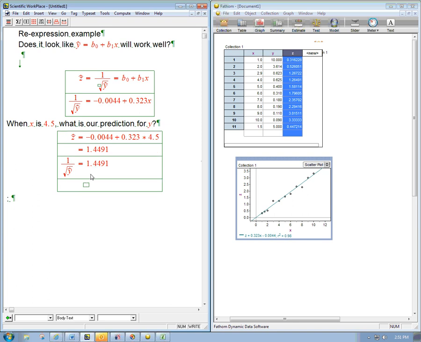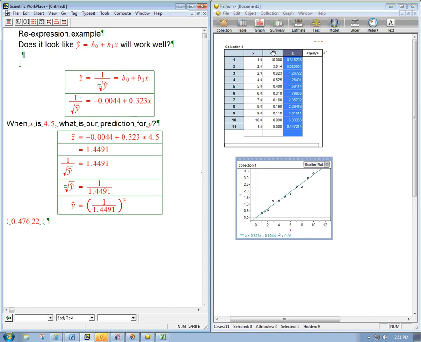I'm going to need to take 1 over both sides. That's one way to do it. I take the reciprocal of this, that pops it up into the numerator position, and I take the reciprocal of the other side. Now I'm going to square both sides. So y hat is 1 over 1.4491, all squared, and that is about a half, 0.476.